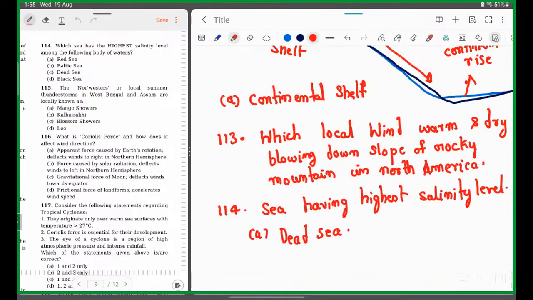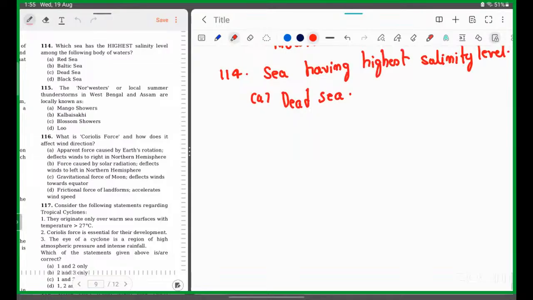Coming to question number 115, the nor'westers of the local summer thunderstorms in West Bengal and Assam are known as. So the answer to this is Kal Baisakhi. Baisakhi is mostly celebrated in this area. It is also known as Khichdi, or this festival comes in different names.